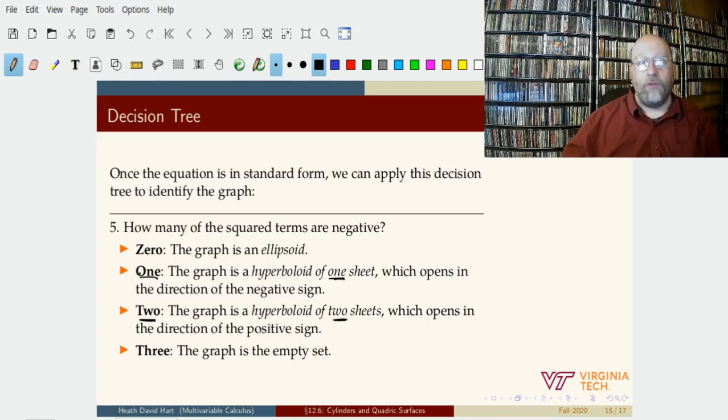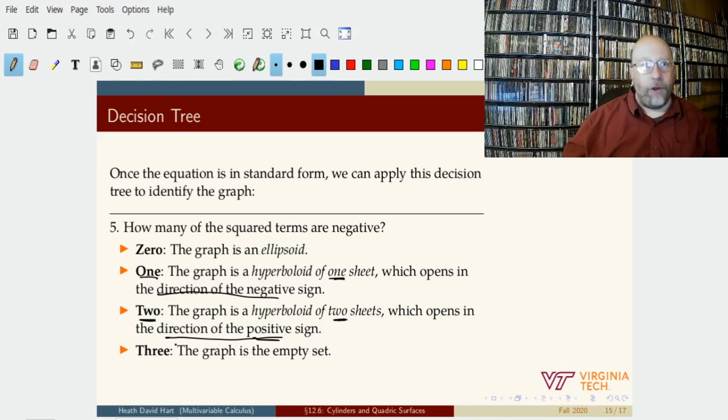When only one term is negative, we have one negative and two positives, and the one negative determines the direction that it opens. When there are two negatives, we have two negatives and one positive, and the one positive denotes the direction that the hyperboloid opens. So in both cases, the hyperboloid opens in the direction of whichever variable has a different sign from the other two.